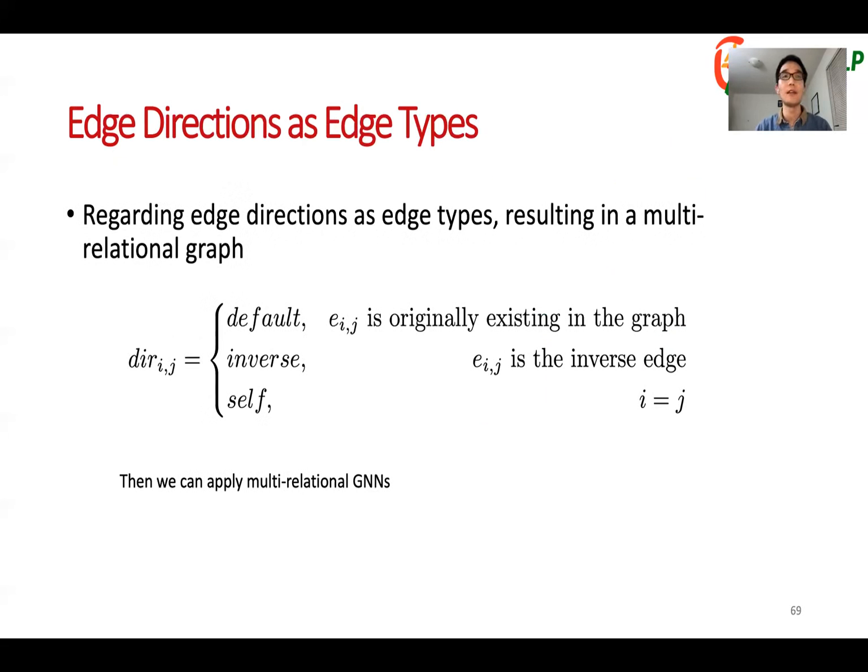Regarding edge directions as edge types will result in a multi-relational graph. For example, we can keep all the original edges in the graph and regard them as a default edge type. And we can also add inverse edges to the graph, and the corresponding edge type is inverse. We can also include self loops to the original graph, and their edge type is self.